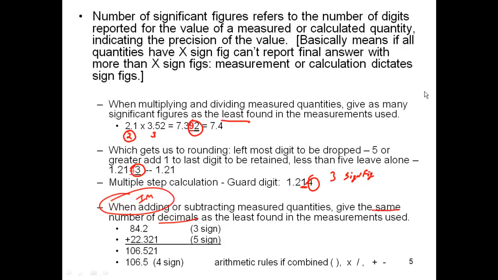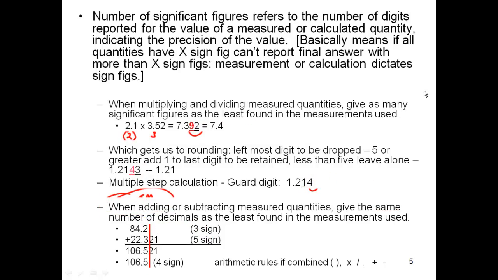Example, I have 84.2, which is 3 sig figs, plus 22.321, which is 5 sig figs. I can care less about the number of sig figs since this is an addition problem. What I care about is the decimal place. Where is that decimal place? Looking at it right here, the tenths place is my least one compared to the thousandths place for my other numeric number, which means my final answer can only be in the tenths place.